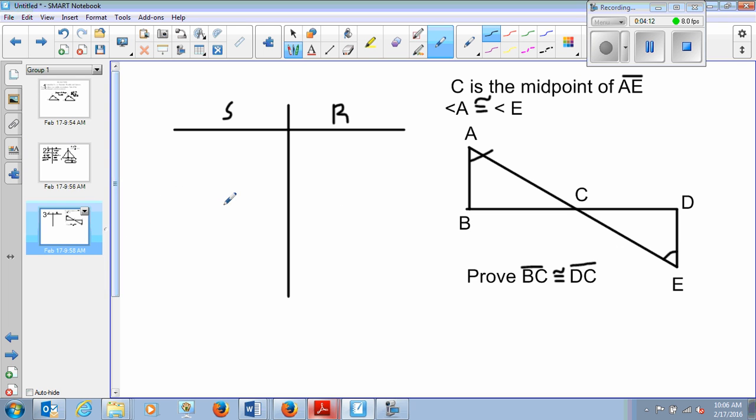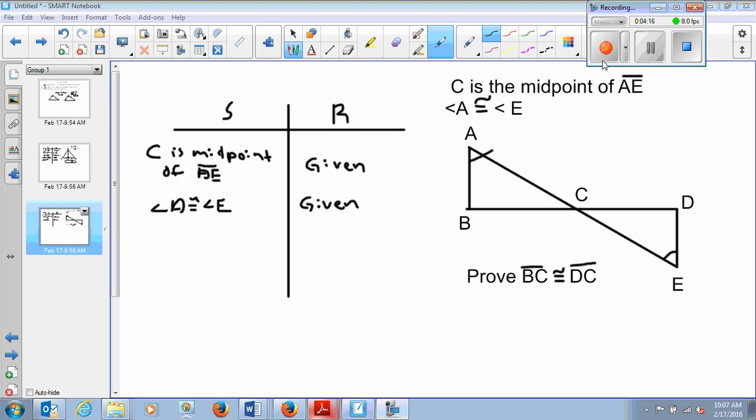Let's look at another example. So I'm going to go ahead and pause this and write the given stuff. Okay, so there I went ahead and listed the given stuff. C is the midpoint of AE, that was given. Angle A is congruent to angle E, that is also given. We also know that this angle here and this angle here are going to be congruent. That's called the reflexive property.